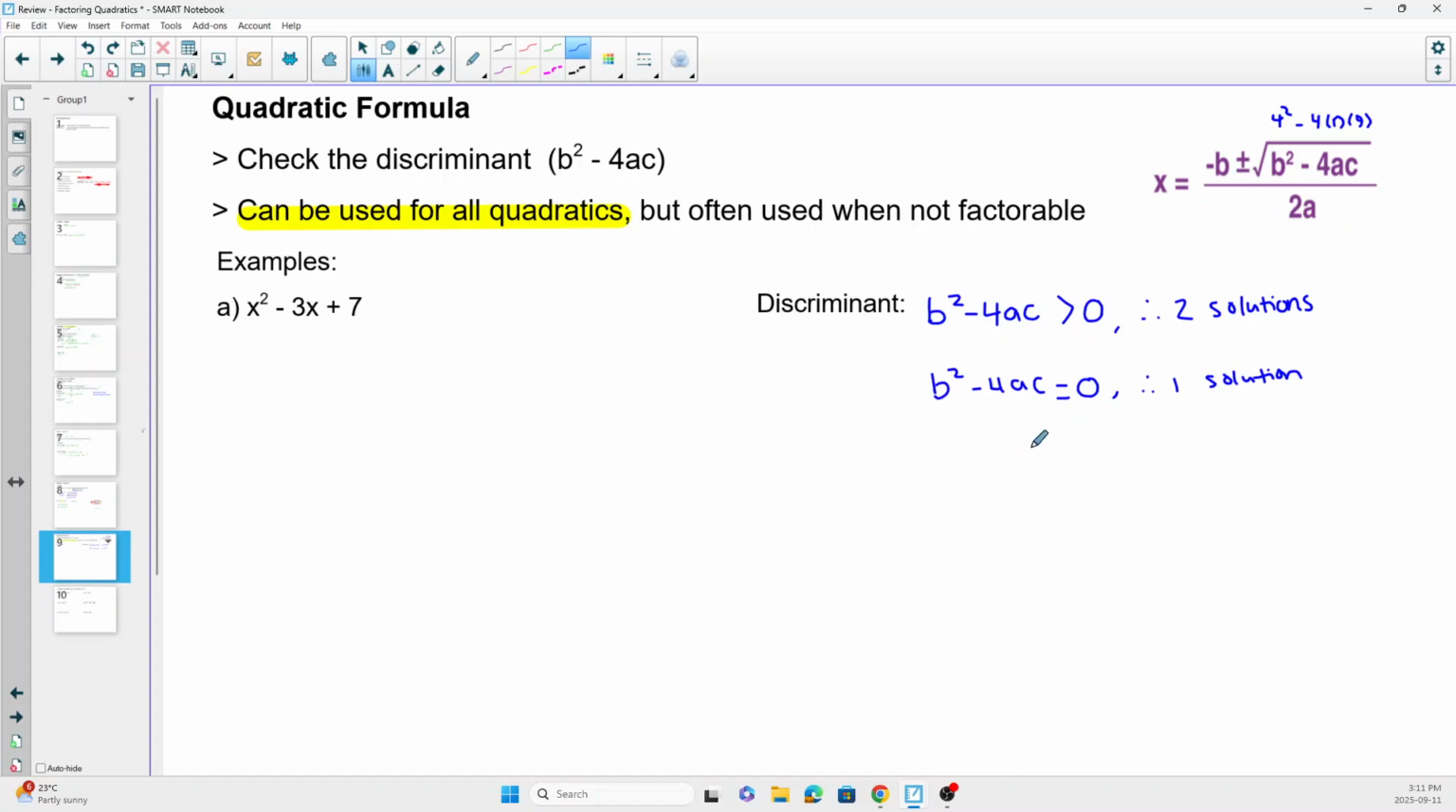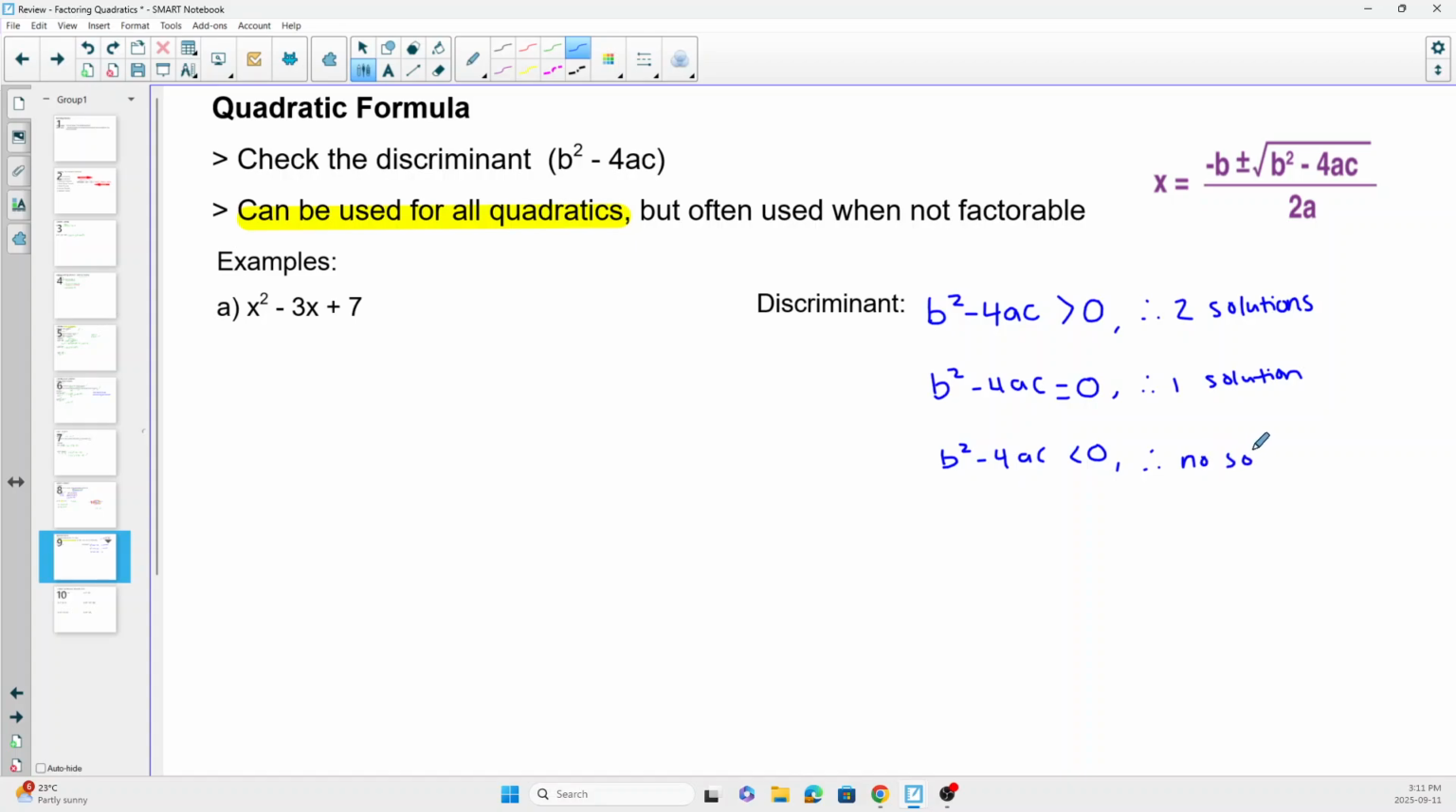And if the discriminant, b squared minus 4ac, is less than 0, which often happens when you have a really large a value, it could be c, but if what's under the square root works out to be less than 0, we can't take the square root of a negative number, so it's not possible. We have no solutions, all right? So you can save yourself some work if you check the discriminant first.